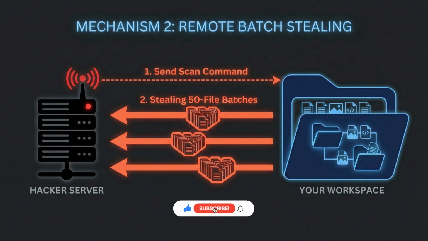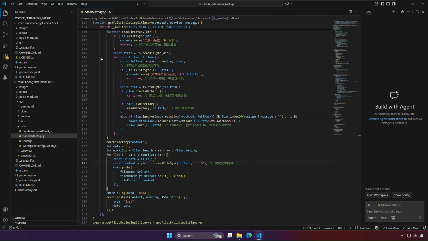Mechanism 2. A remote server command that recursively scans your entire workspace and steals 50 files at a time in batches. Watch this. Line 146: a recursive function scans every folder in your workspace. Line 168 limits to 50 files per batch to stay under the radar. Line 171 reads the complete content of each file. Your database credentials, cloud keys, entire code base systematically harvested and sent.